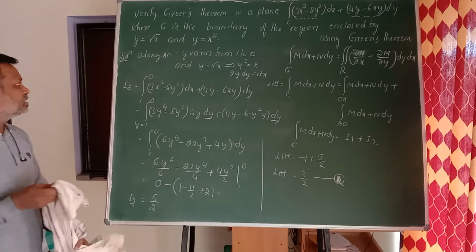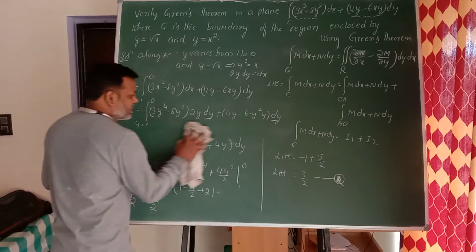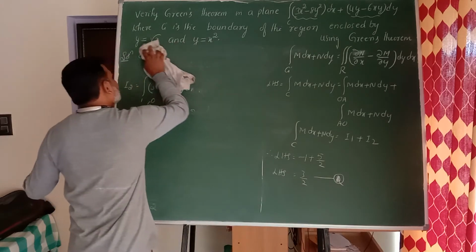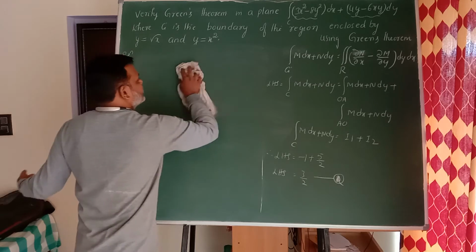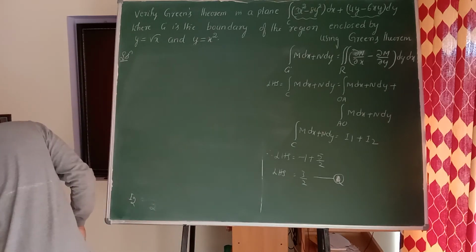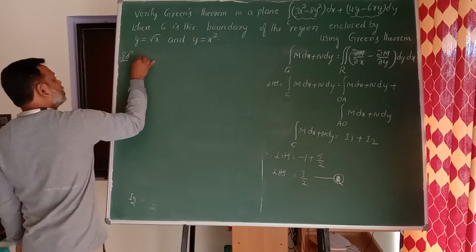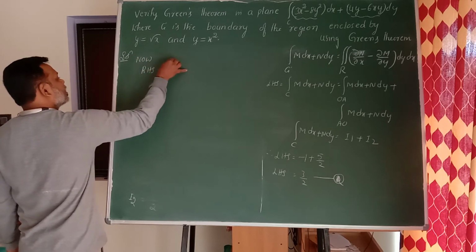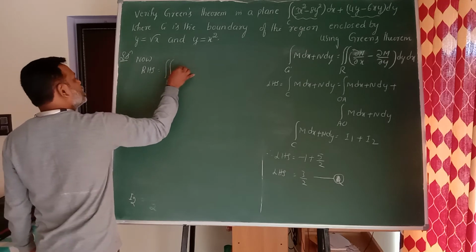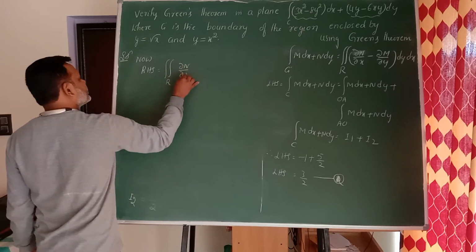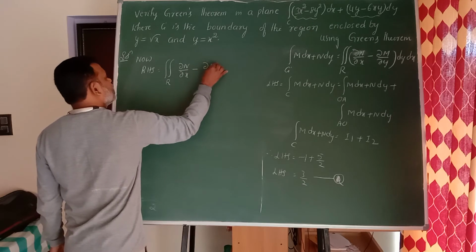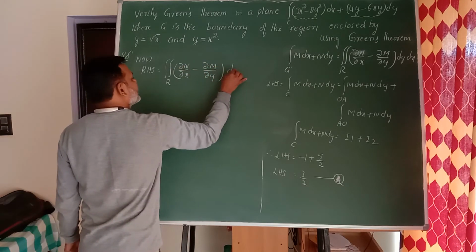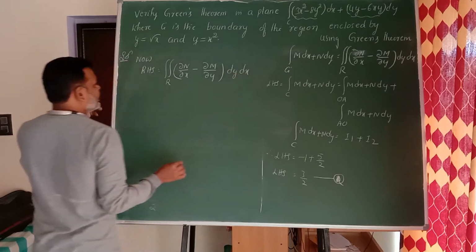How to find out the RHS, sir? Okay, now what is the RHS quantity? Now, what is RHS? RHS is the double integral over the region R of dou N divided by dou x minus dou M divided by dou y. I already said that instead of dx dy, make it as dy dx.